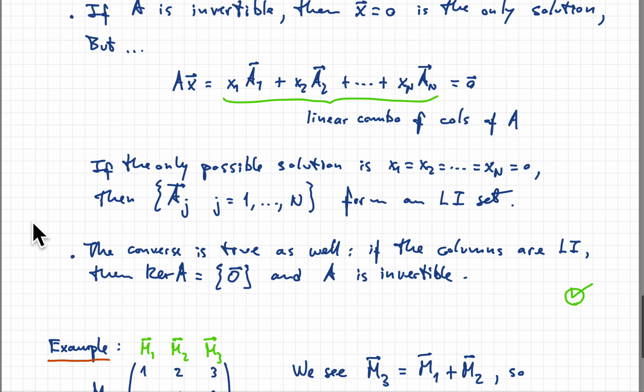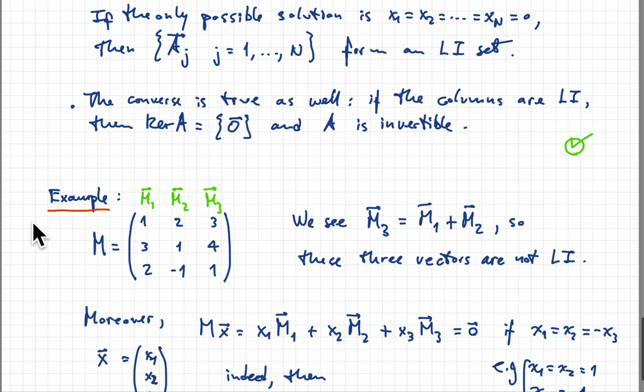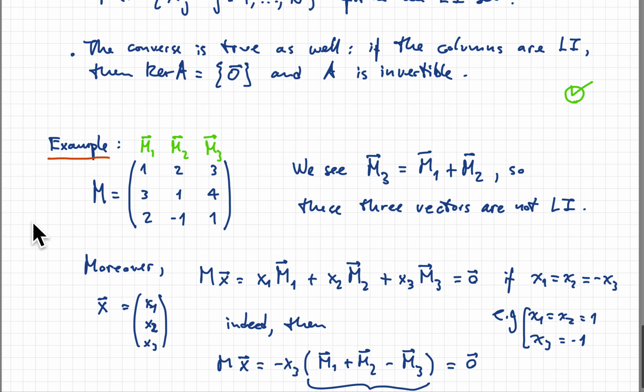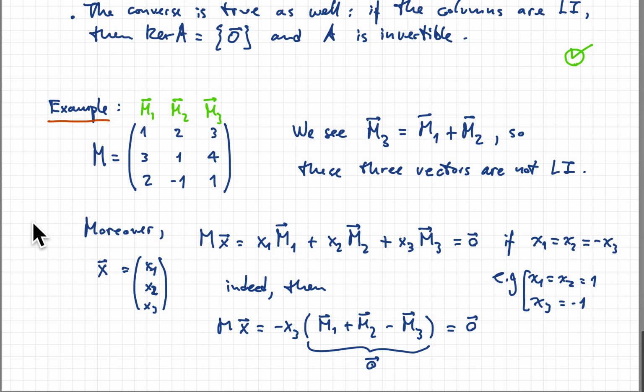That's all I have for you today in terms of theorems. We have an example left that I want to show you in terms of how this all works out. Suppose that for this last theorem you have a matrix M, which is 3 by 3, and it's given by this: 1, 2, 3, 3, 1, 4, 2, minus 1, 1. And so the columns then would be M1, M2, and M3.